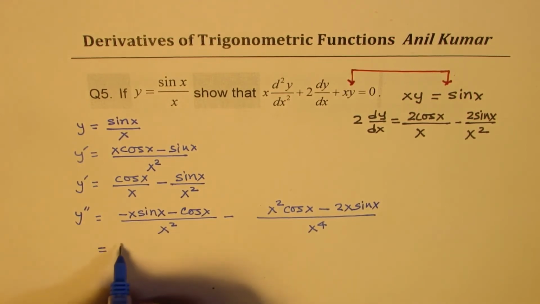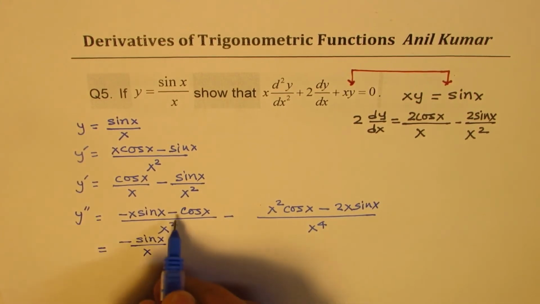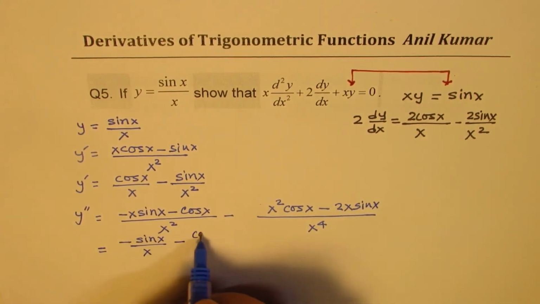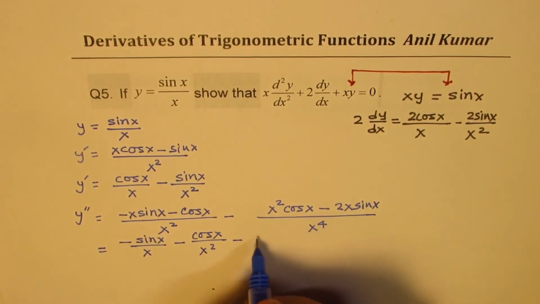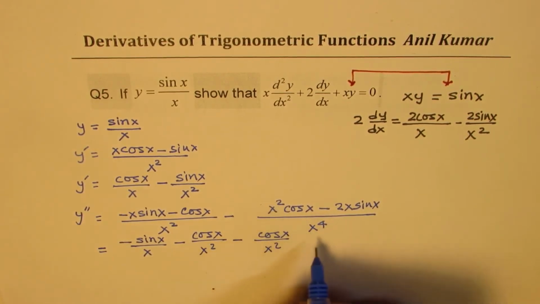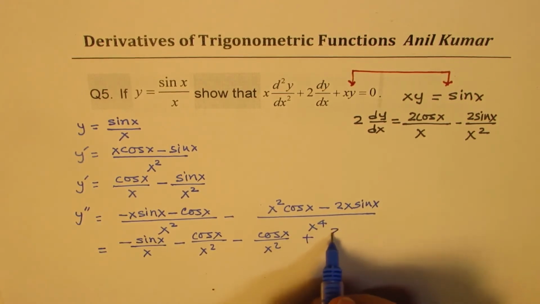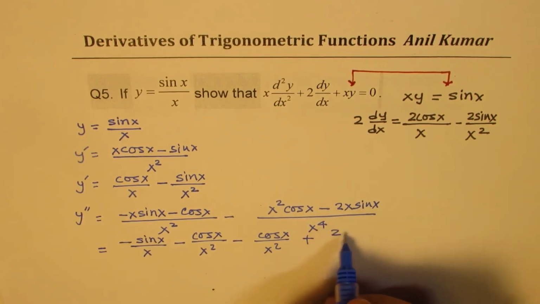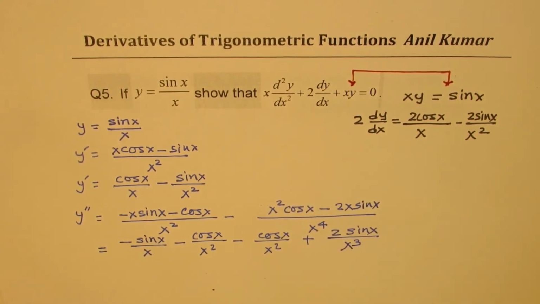So we'll just write each term separately. We get the first term as minus sine x over x. The second term here is minus cos x over x squared. Then we have minus cos x over x squared. Two powers cancel, minus and minus becomes plus, and we have 2x cube left here, right? So x cube is left here. So we have 2 sine x over x cube. So that's our third term.